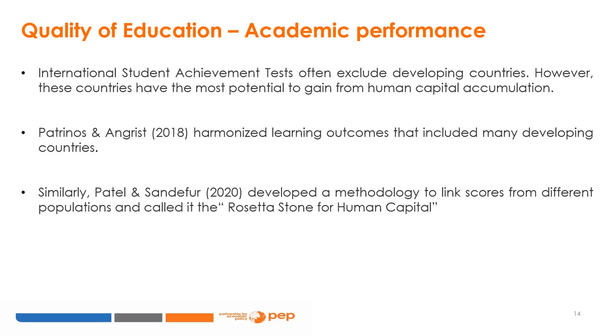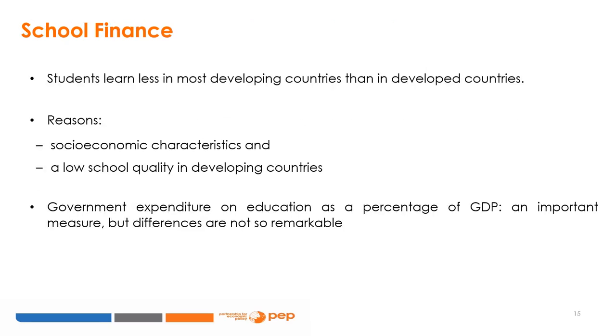International student achievement tests often exclude developing countries. However, these countries have the most potential to gain from human capital accumulation. Patrinos and Angrist, 2018, harmonized learning outcomes that included many developing countries. Similarly, Patel and Sandefur, 2020, developed a methodology to link scores from different populations and called it the Rosetta Stone for human capital. We can infer that students in primary and secondary schools learn less in most developing countries compared to students in developed countries.